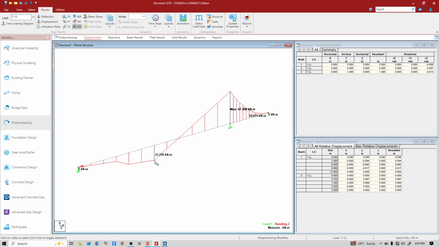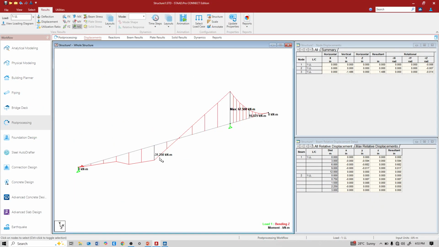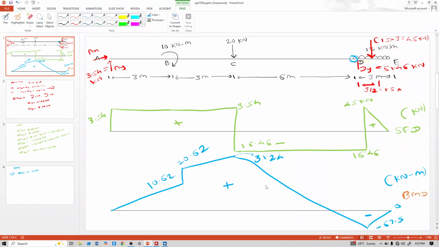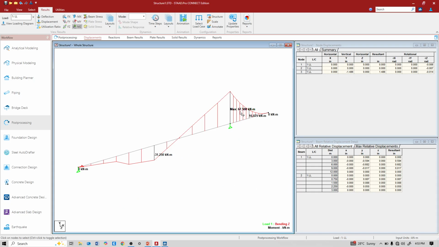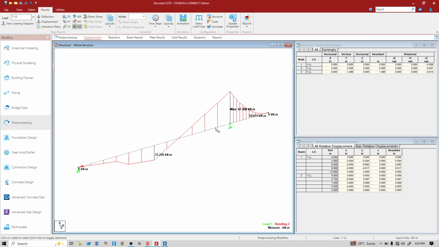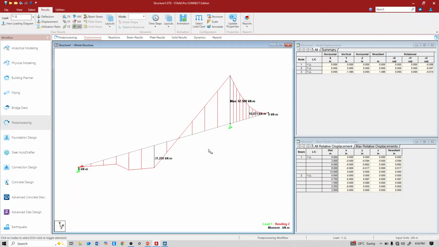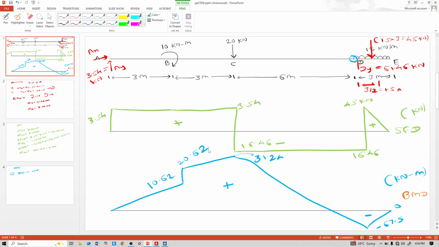So STAAD negative value minus 31.25. This is minus 31.25, that means sagging 31.25. This is positive 67.5, that means hogging 67.5. See, this is 67.5. That's why our manually calculated SFD is inverted than StaadPro calculated SFD due to sign convention. But values are correct. This way our numerical completes.